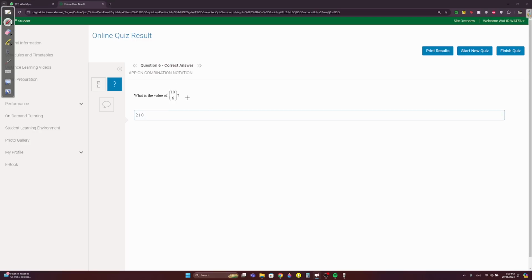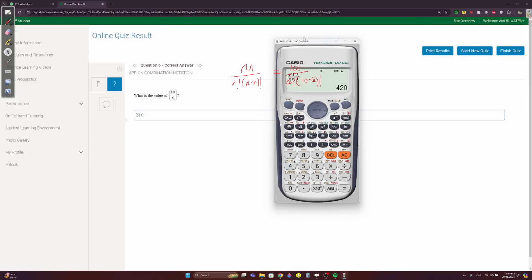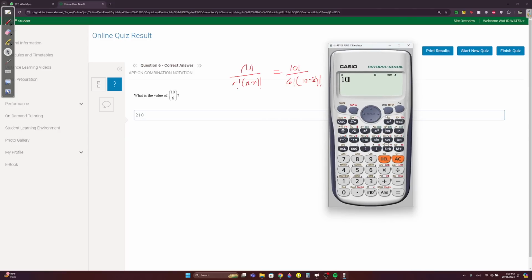Question 6, what's the value of 10C6? Again, you can use the formula n factorial over r factorial, n minus r factorial, and you're going to get 10 factorial over 6 factorial, 10 minus 6 factorial. But again, these are very large numbers, so I wouldn't expect you to solve them without a calculator. Imagine having to multiply 1 times 2 times 3 times 4 times 5 times 6 times 7 times 8 times 9 times 10. You get this number. So I'm not expecting you to solve this, but you can solve it on paper. Let me show you.